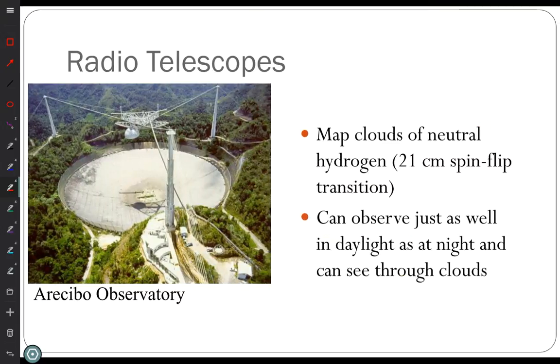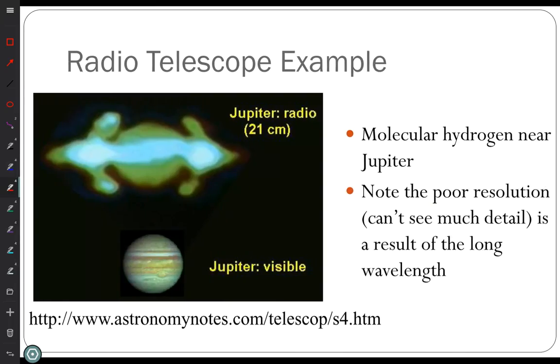Okay, radio telescopes. We've already talked about the size, 305 meters across for this Arecibo telescope. A key thing that I talked about that they look at is that 21 centimeter spin flip radiation. That's where the magnetic moment of the electron switches from being aligned to anti-aligned with the nucleus. You can observe them through clouds at day or night.